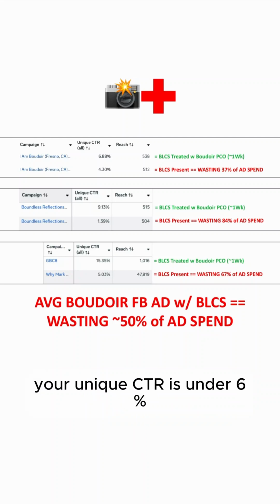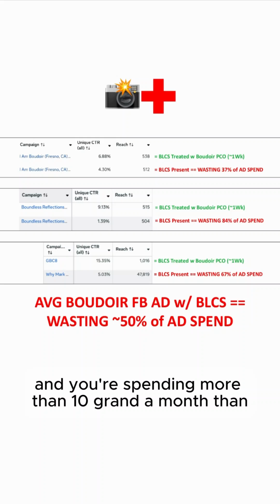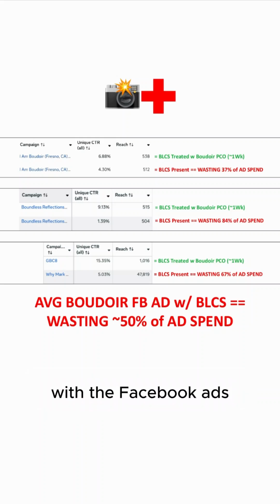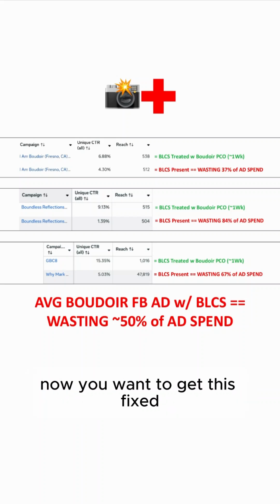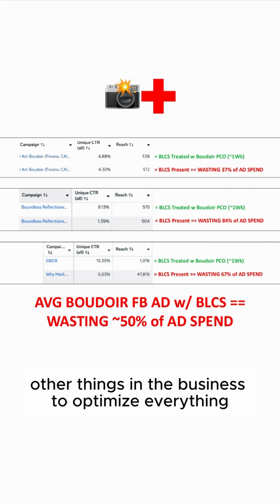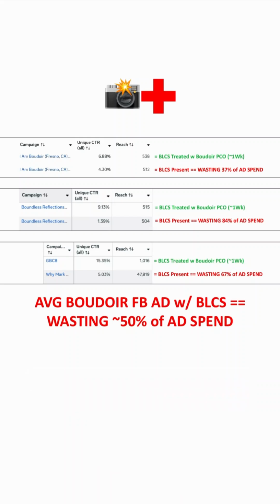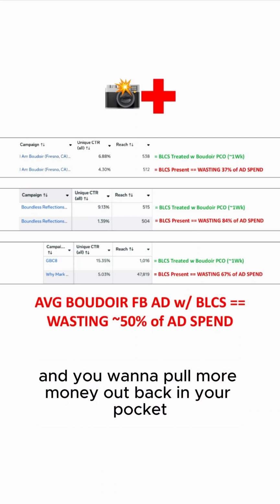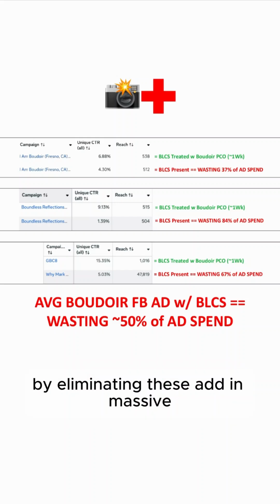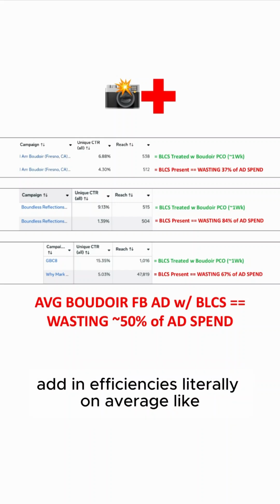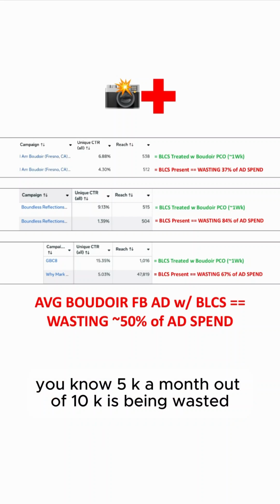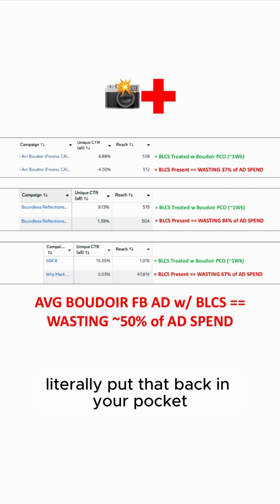So if you're a Boudoir low click advertiser with BLCS, with Boudoir low click syndrome, your unique CTR is under 6%, and you're spending more than 10 grand a month on Boudoir Facebook ads, and you've decided, okay, now you want to get this fixed. You've done other things in the business to optimize everything, pull more money out of it, and you want to pull more money back in your pocket by eliminating these massive ad inefficiencies. Literally on average, it's like 5K a month out of 10K being wasted. Put that back in your pocket.